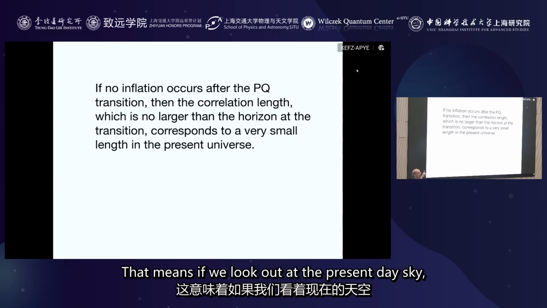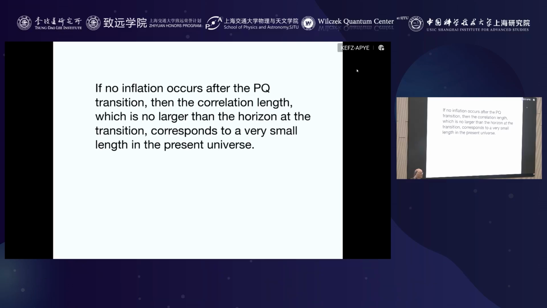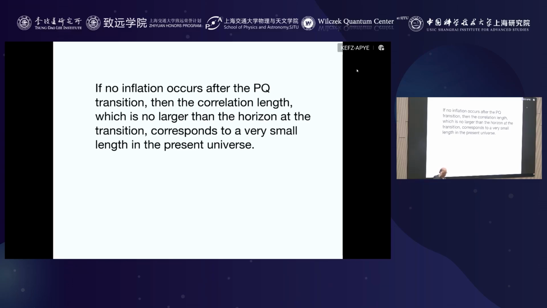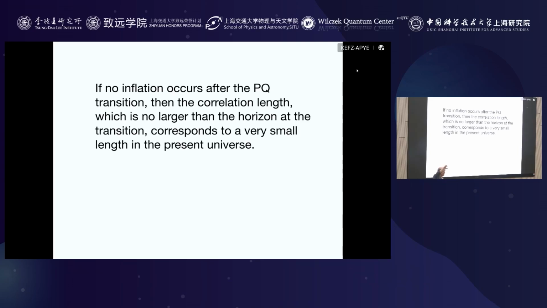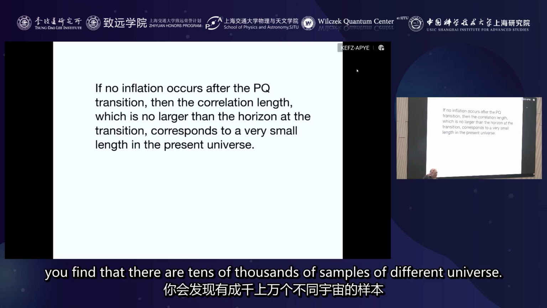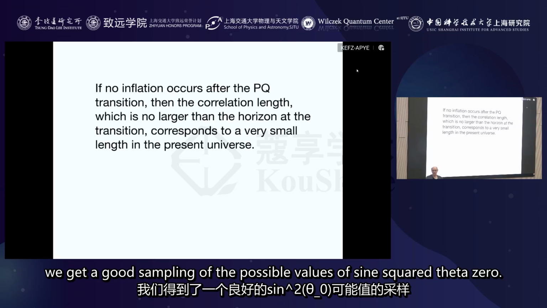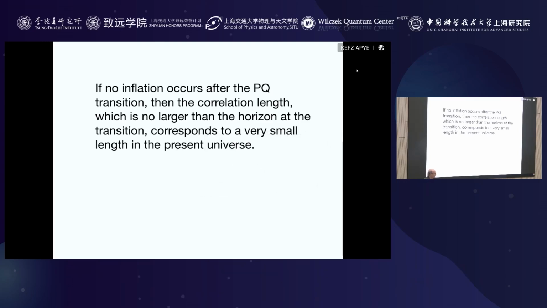That means if we look out at the present-day sky, we get a sample of different values of the initial offset, sine squared theta 0. We get a random sample. And if I remember correctly, if you actually calculate how big the horizon was at these very early times, you find that there are tens of thousands of samples of different universes at that time that we get to see today. Okay. So we get a good sampling of the possible values of sine squared theta 0, how much this field was initially offset from its true minimum.